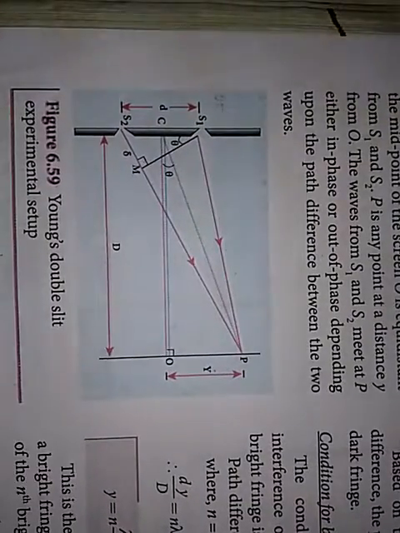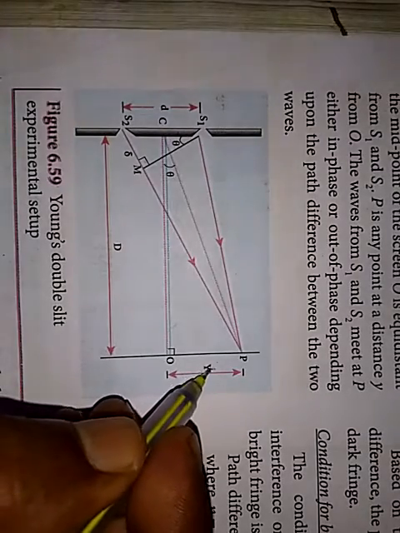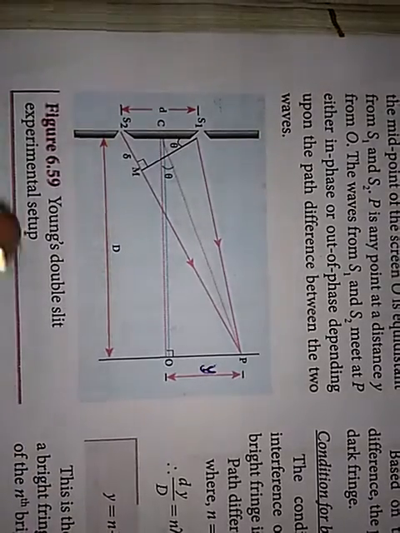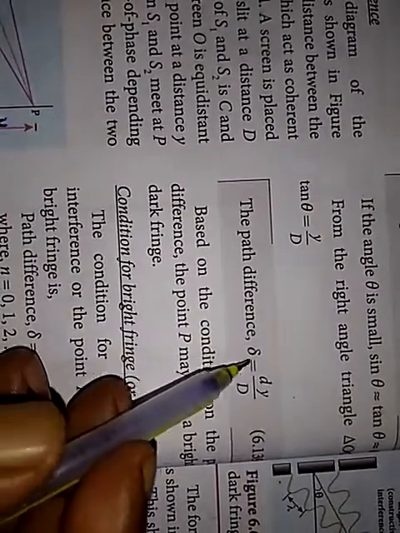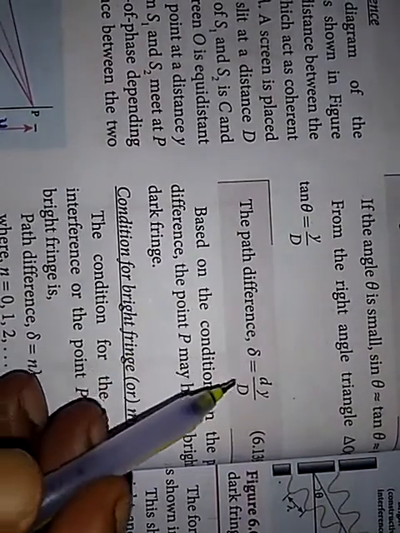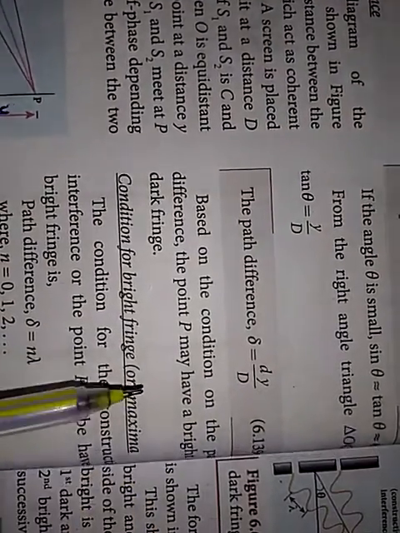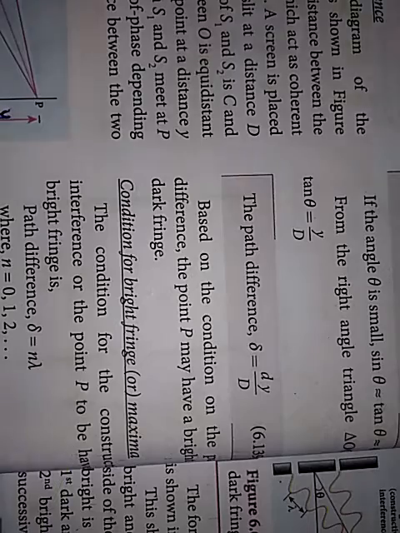Now if you carefully watch this relation, d, y and capital D are all lengths. This small d is the distance between the two slits, this is small y, and this is capital D. Now all are lengths. So the beauty of this equation is that the path difference del, which has to be in length, is equal to dy by D. Based on the condition on the path difference, the point P may have bright or dark fringes. So we have to see the condition now.